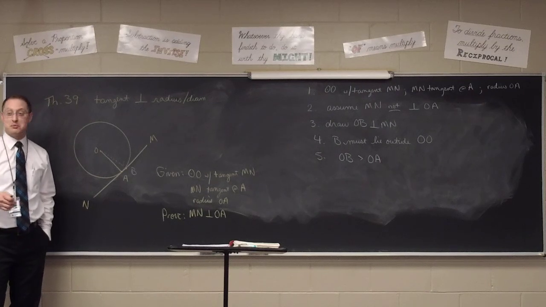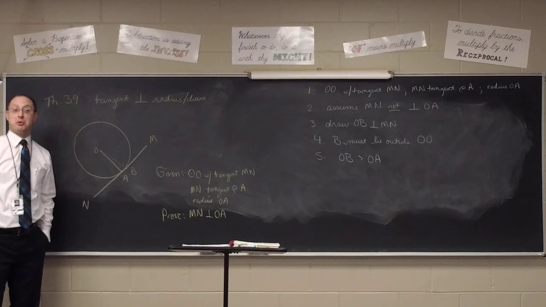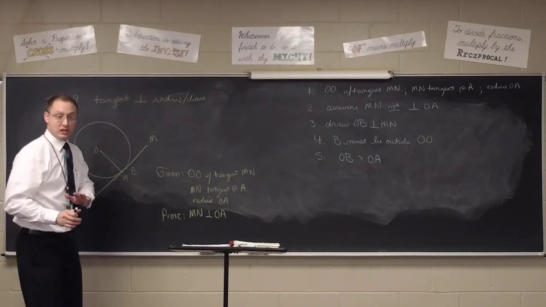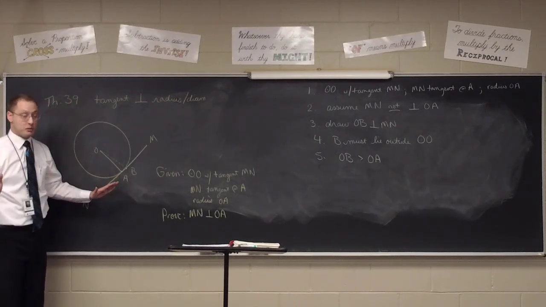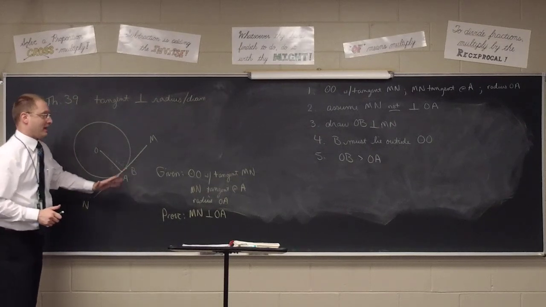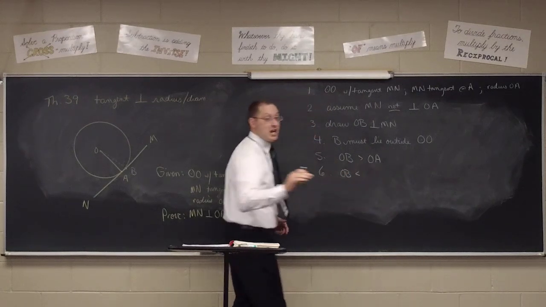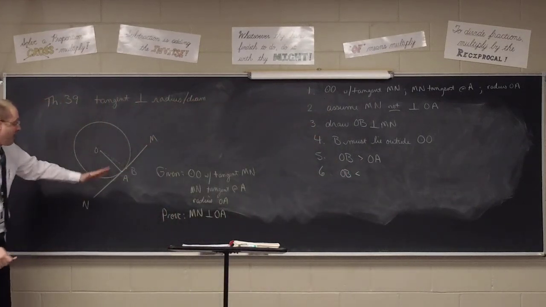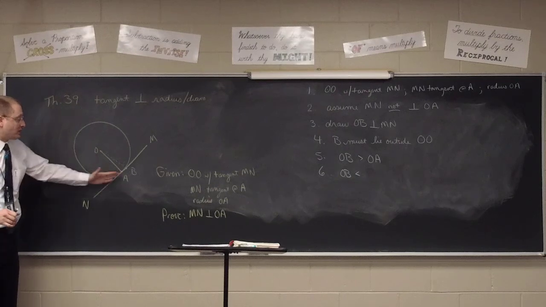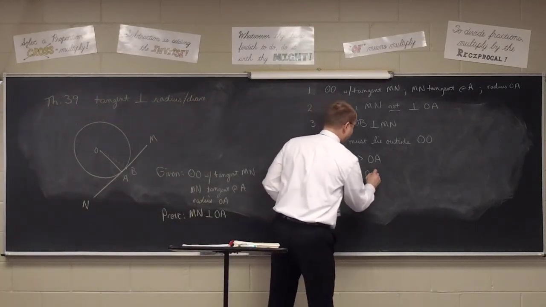Class, OB has to be the shortest line, because it's the perpendicular, right? We've previously proven the shortest line from any point to a line is always the perpendicular. So if OB is the perpendicular from O to MN, OB must be less than any other line from O to MN. Well, what other line do we have from O to MN, class? OA. So OB must be less than OA.